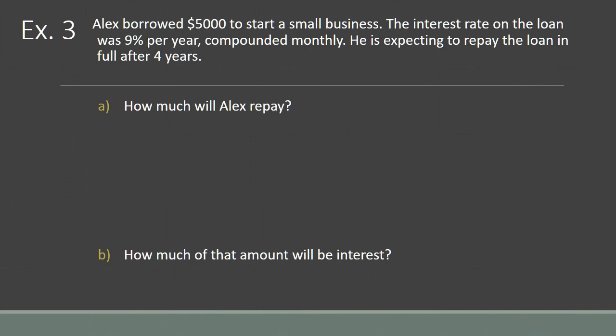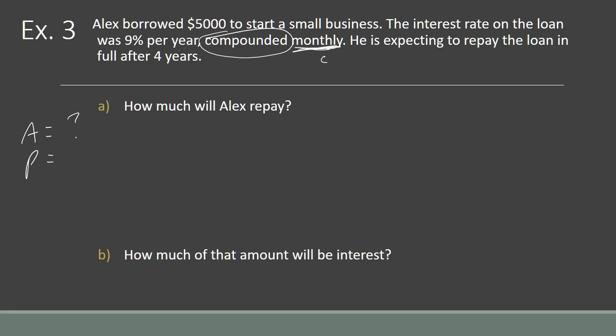Example 3. Alex borrowed $5,000 to start a small business. The interest rate on the loan was 9% per year, compounded monthly. He's expecting to repay the loan in full after 4 years. Same idea, even though it says it's a loan, it's still accruing interest. It says compound, so we know we're using compound interest formula. Then it says monthly, that's your C value. So how much will he end up repaying? That's what we're looking for.